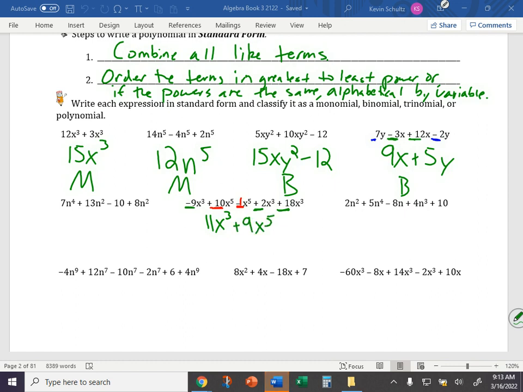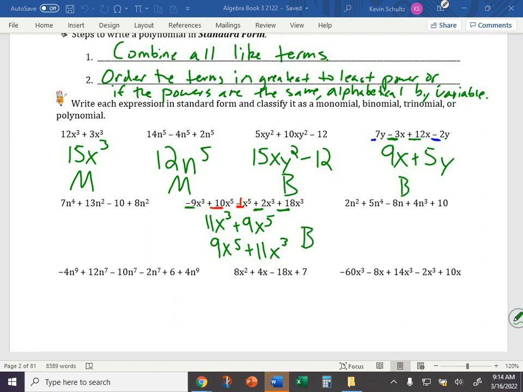Is this in standard form? No. It is not. Okay? Greatest to least exponents. 5 being greater than 3, we should then switch this around to be 9x to the fifth plus 11x cubed. And that would be standard form. And what type of nomial is it? A binomial.